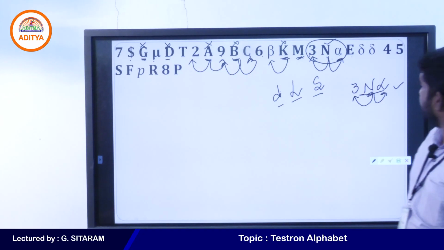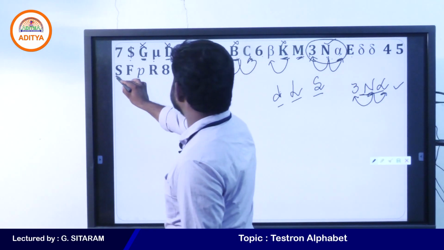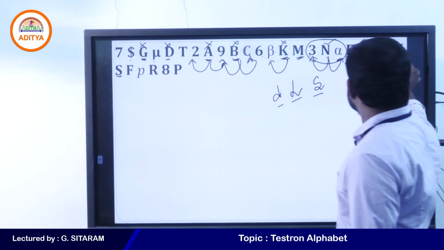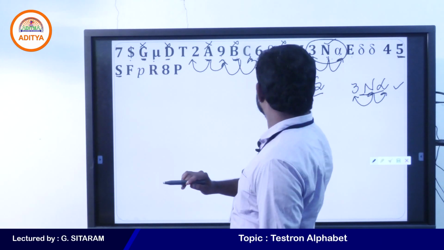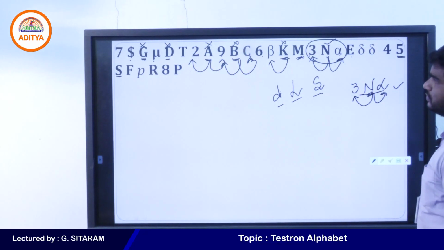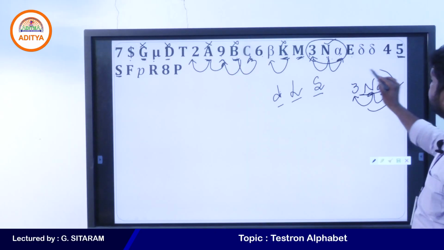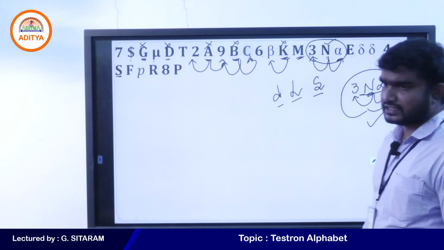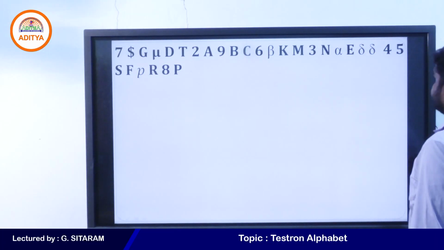Then go for letter S. S is preceded by a digit. Yes, S is preceded by 5. Okay. S is followed by a symbol? No, it is not followed by a symbol. So you can't take it. Then F. F is not preceded by a digit. Then R. No. So only one pair is there, 3n alpha. Is there anything else? Move on to the next question.